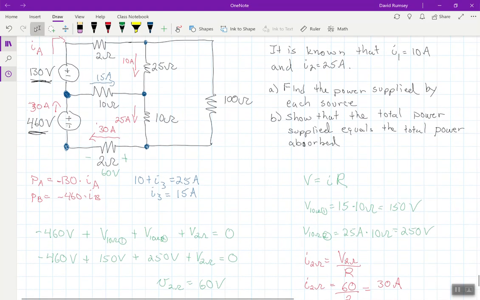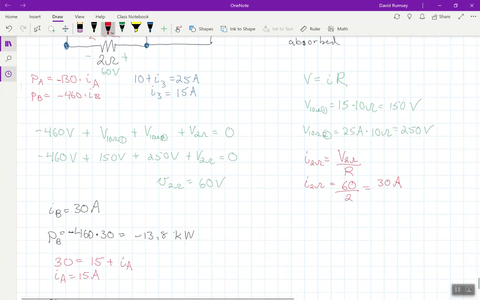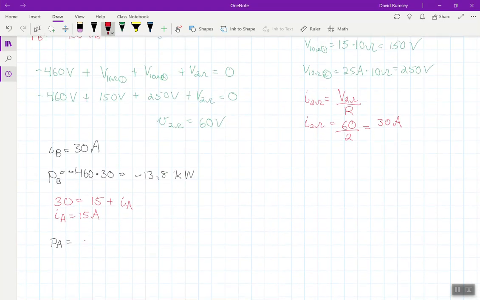And now we can get the power supplied for, this should be for part A, for source A. And again, look at where the arrow is coming. So we know that IA is now 15 amps. IA is coming in on the negative side, so that means I'm going to have negative 130, because it's the negative and then the value of the voltage source, times the current, which is 15 amps. And again, I'll use my calculator to do this. And I get negative 1.95 kilowatts.